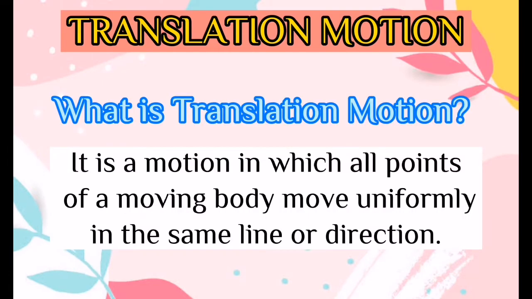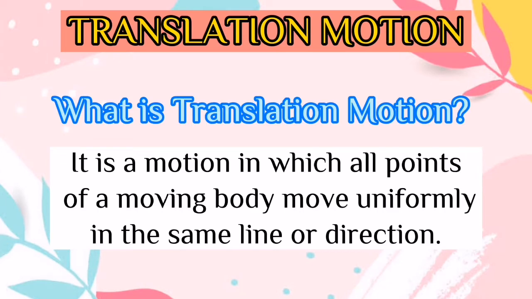So what is translation motion? When a body is shifted or moved from one point to another point, then the body is said to experience translation motion. It is the motion in which all points of a moving body move uniformly in the same line or direction. If an object is executing translation motion, then there is no change in its orientation relative to a fixed point.